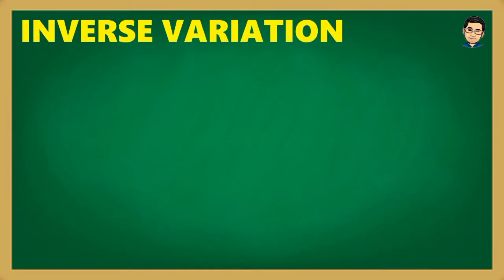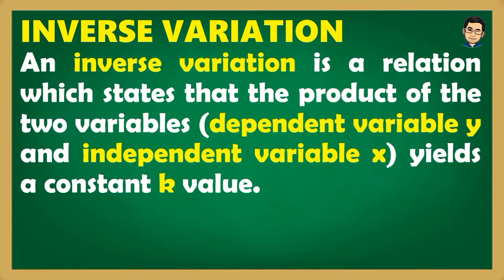So what is inverse variation? An inverse variation is a relation which states that the product of the two variables, dependent variable y and independent variable x, yields a constant k value. In direct variation, in order to get the value of k, the constant of variation, we need to divide the dependent variable y by the independent variable x. Here in inverse variation, you don't need to divide. Just simply multiply y and x. And then what you get is the constant k value.